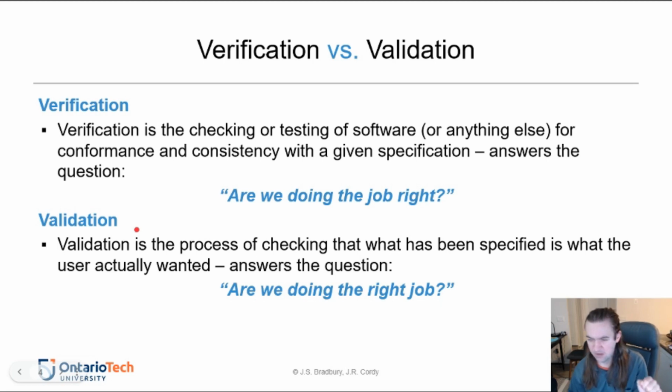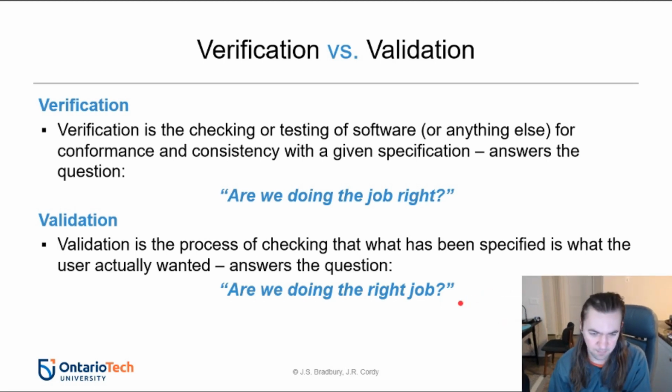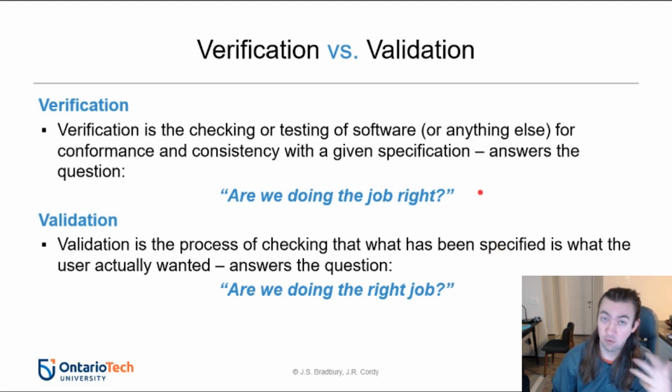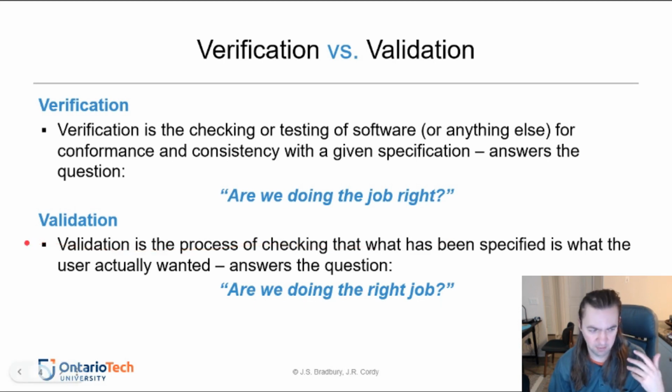Validation is different. Validation is answering the question, are we doing the right job? Maybe you have this list of specifications, but it's wrong because the user either didn't tell you something that they actually wanted or you misinterpreted something that they had said. So it's definitely possible that you may have some scenarios where the list of things that you've been verifying isn't actually what you were supposed to be verifying. And this is the process of validation.